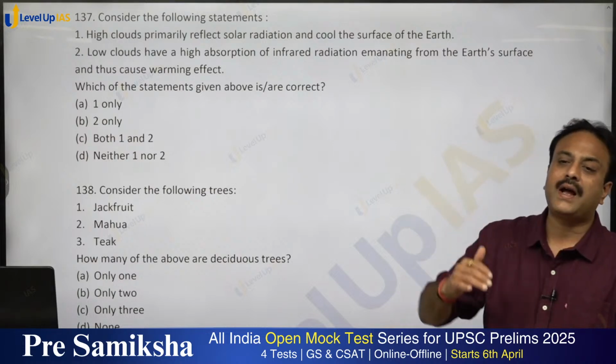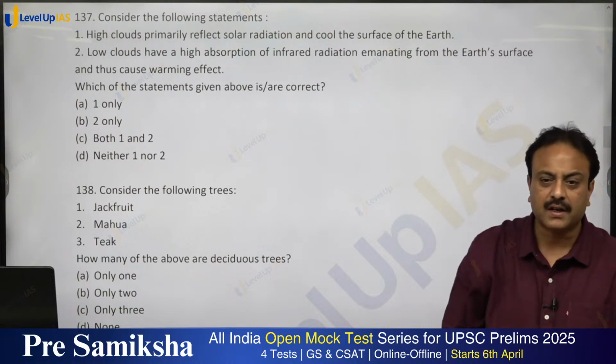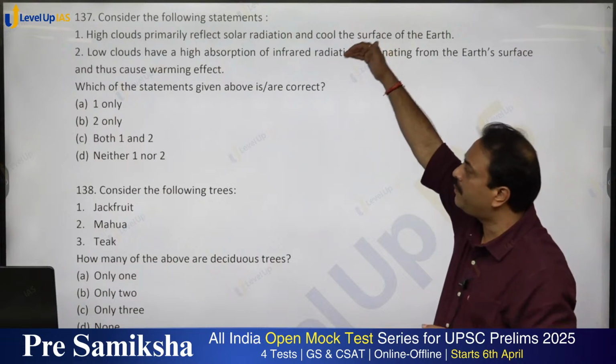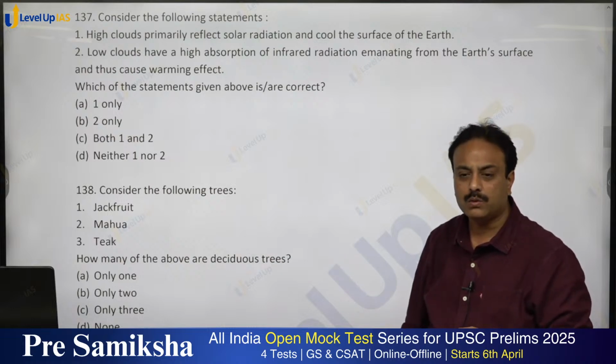Higher clouds in fact absorb infrared radiation and reflect it back towards the Earth. It may take place. So they are responsible for warming, they are responsible for cooling. So which is correct? Neither one nor two. Clear on that?